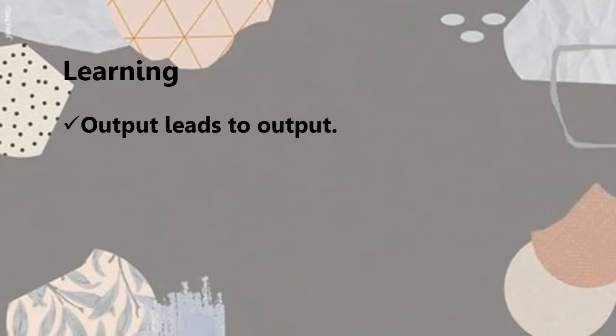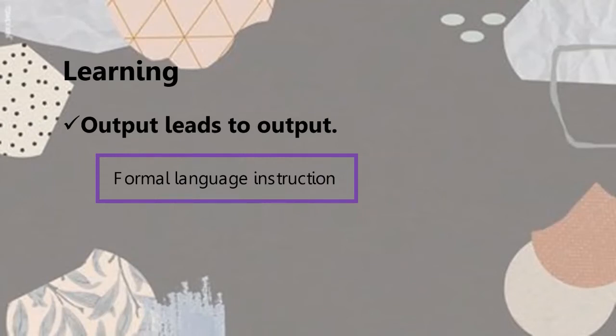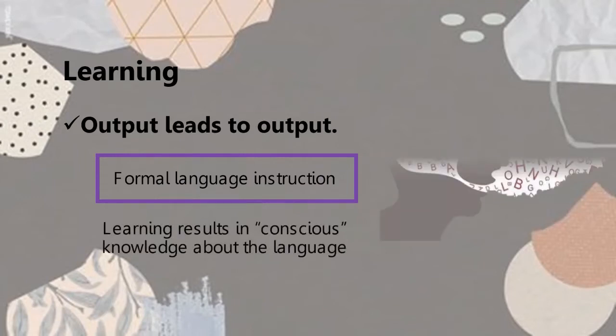Learning focuses on the output that results from formal language instruction of grammar rules and practice. This output is forced above the level of acquisition. Therefore, it won't help learners to acquire language because output doesn't cause proficiency, input does.